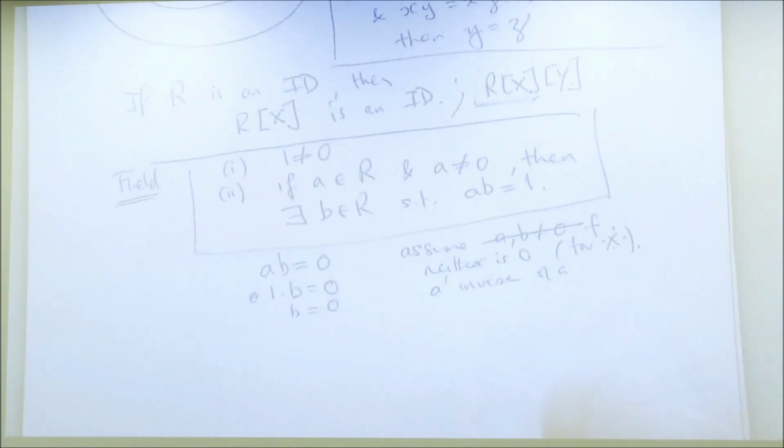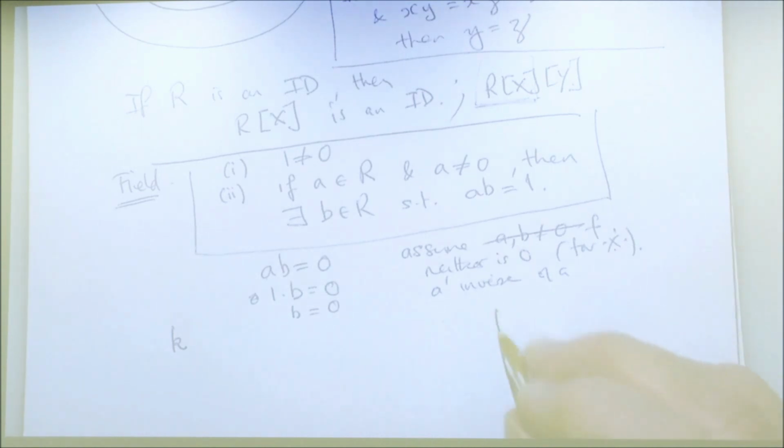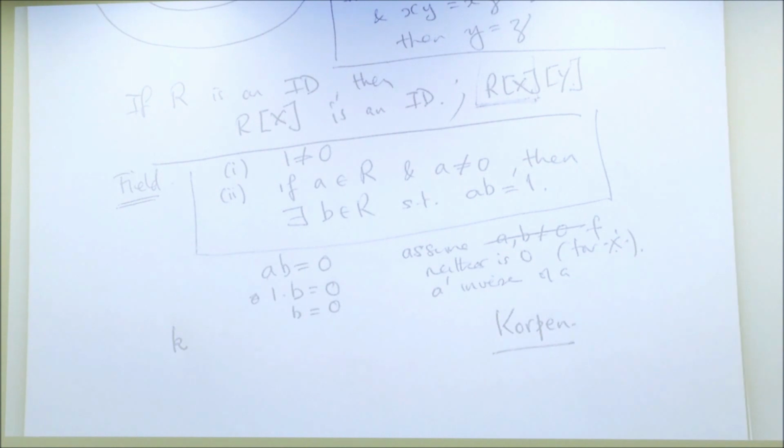The common letter to describe a field is K, because it comes from the German Körper, meaning a body. Okay, sometimes small k, sometimes big K.